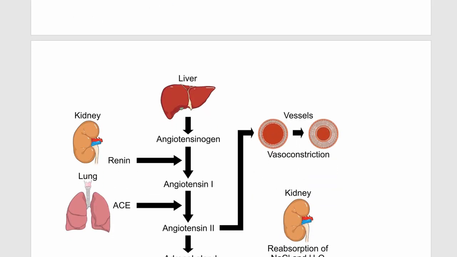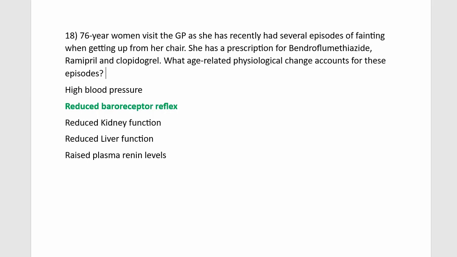Reduced kidney function can lead to electrolyte imbalances. Again, this can lead to orthostatic hypotension, but it would not be directly accounting for these changes. So it's not going to be reduced kidney function. The liver typically affects the metabolism and clearance of medication. So that could have been playing a role in the medication she has. But again, it's not going to be directly influencing blood pressure regulation. So it's not going to be reduced liver function.